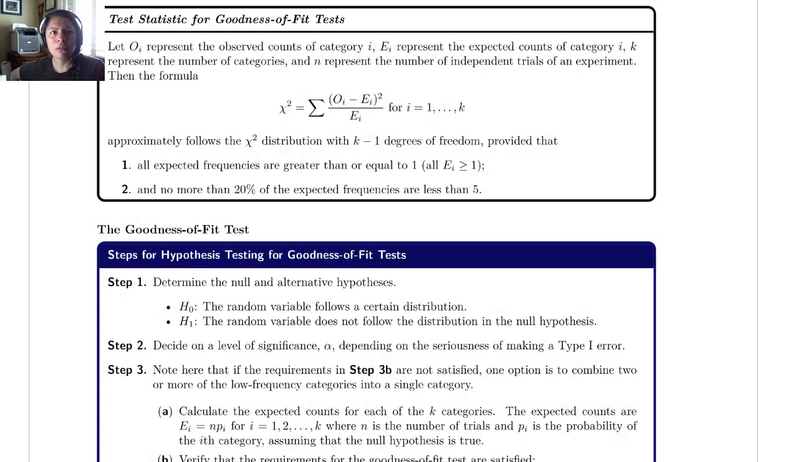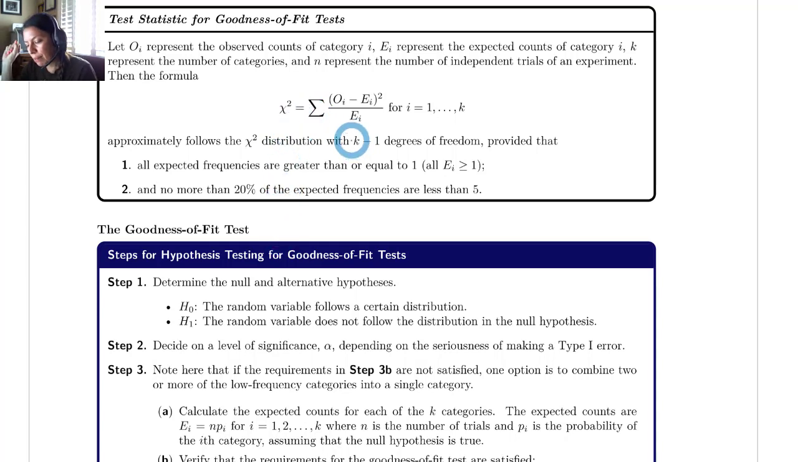So let's go ahead and talk about the setup of the hypothesis testing. The test statistic for the goodness of fit test is a chi-square test statistic, similar to the t-test statistic. Essentially, it takes each observation and subtracts the expected count, finding that difference between the observed and the expected. They square it and divide by the expected count, for each category, and then add all that up.